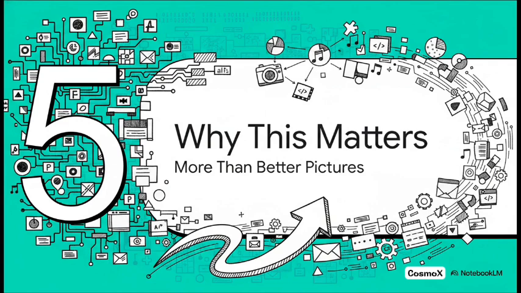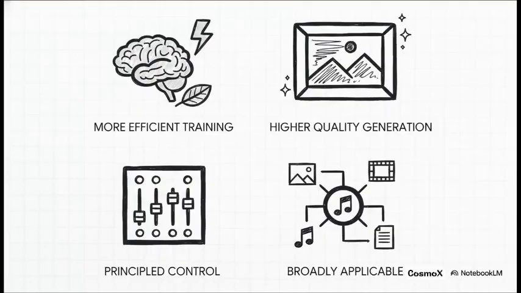So, why should we care about all this? Why is this such a big deal? Well, this breakthrough is about so much more than just making prettier pictures. The takeaways here are massive. First, you get more efficient training, which saves time, money, and energy. Second, you get higher quality images and videos with sharper details. Third, researchers now have a systematic way to control that classic quality versus complexity problem. And finally, this isn't just for images. This framework could potentially be used for all sorts of things, like audio or even text.